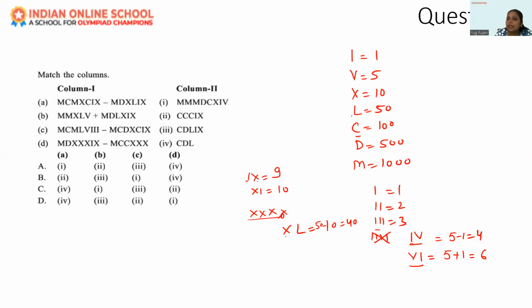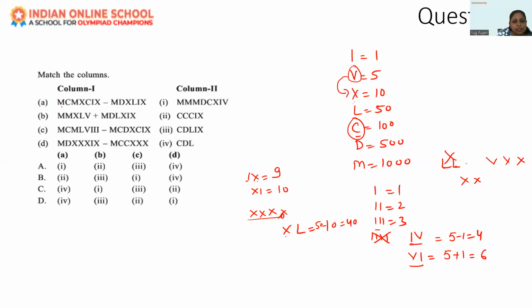One more thing: we cannot repeat L, and we cannot repeat D. Why? Because if you write LL, 50 plus 50 is 100, and we already have a symbol for 100. That's why we are not supposed to use L as a double. We can use X as a double. We cannot use V as a double, because double V is equal to 10, and we already have a symbol for that. So we are not supposed to use V, L or D doubled, because we have a further value.